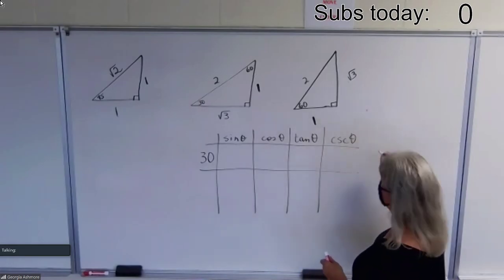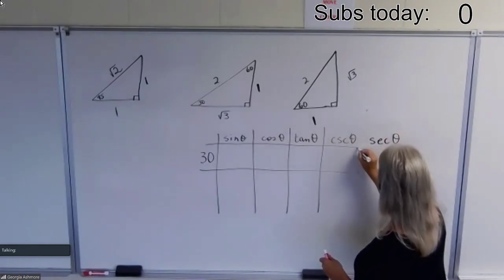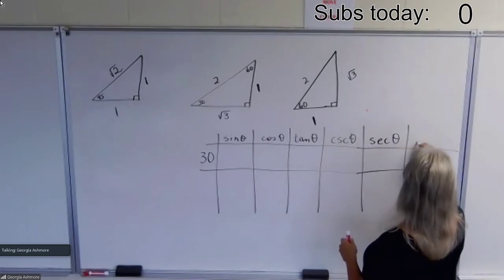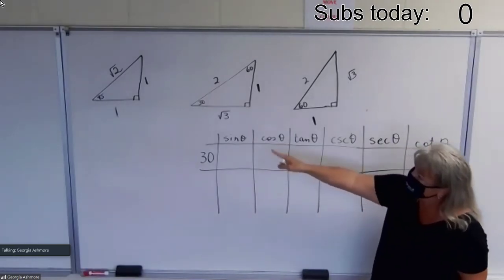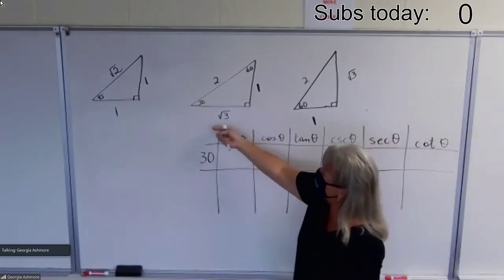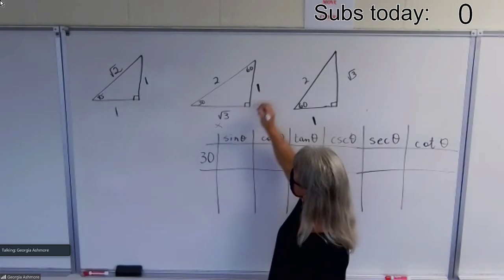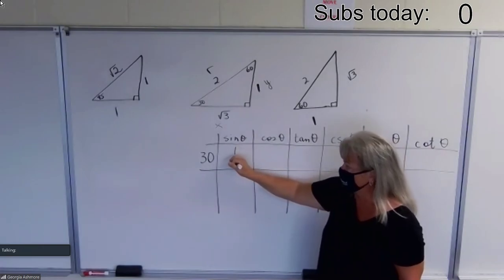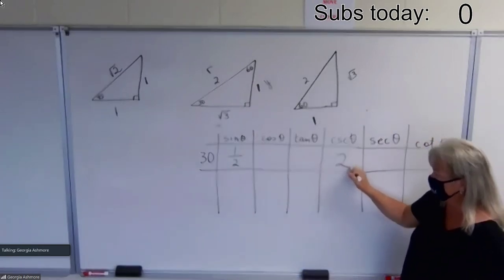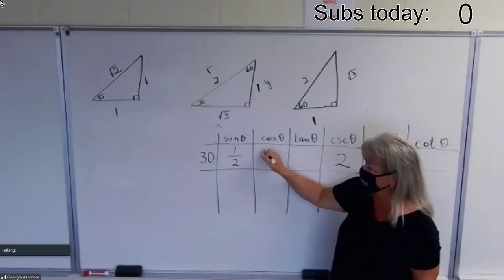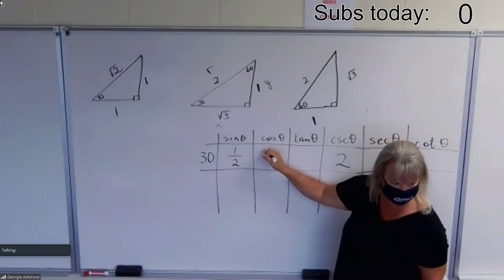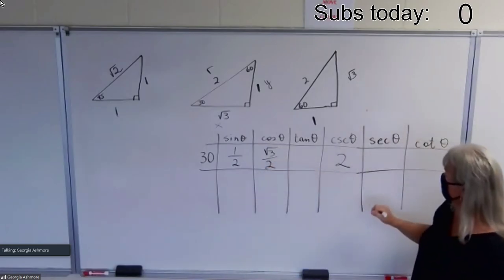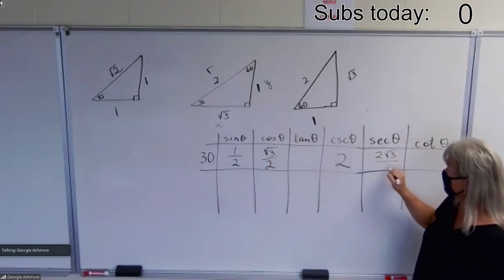Make sure I put them in the same order. That could be confusing, couldn't it? Okay, now it's going to go quick. 30 degrees, that's the middle triangle. Remember your horizontal line, because this is in standard position, is X. The vertical is Y. This is your hypotenuse. So what is the sine? 1/2. So cosecant would be, what is my cosine? X over R. Good. And the reciprocal secant would be 2 square root of 3 over 3.